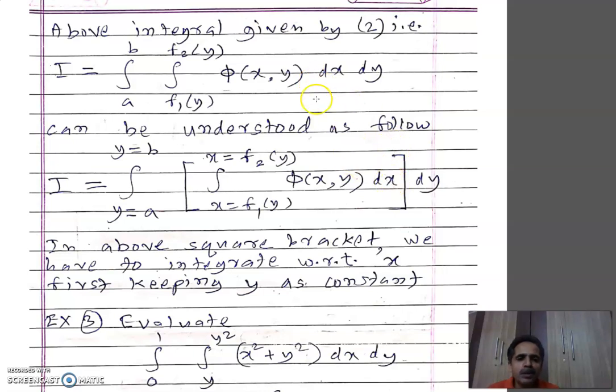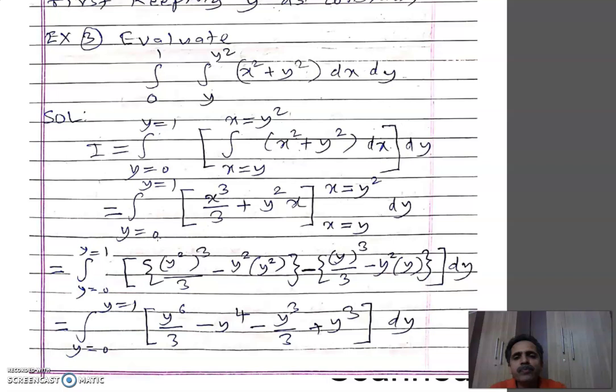So we write dx, with whatever function phi of x, y we have continued here, dx we have written here, and outside the square bracket on the right end we have written dy, and these a to b represent the limits of y. So as I said, in the above square bracket we have to integrate with respect to x first, keeping y as a constant. Let's see an example now.